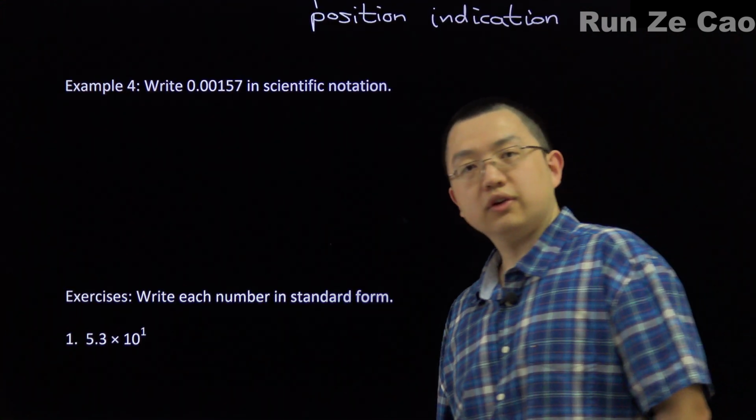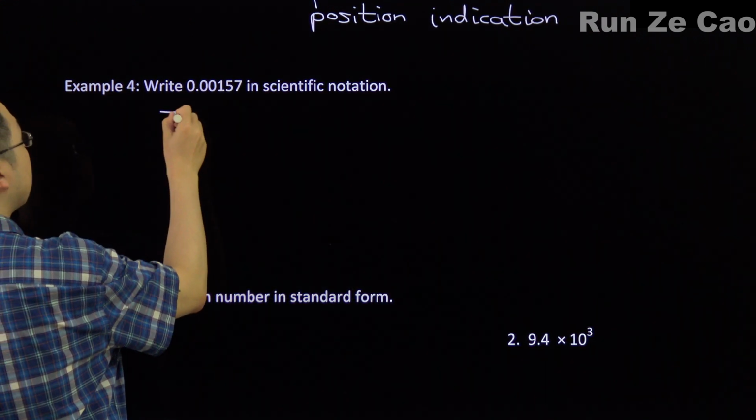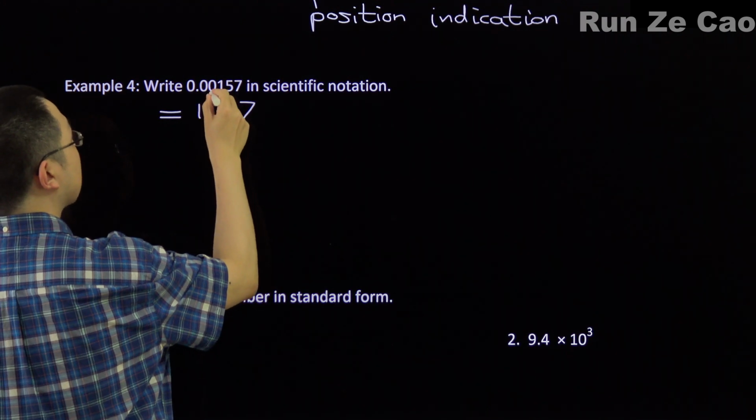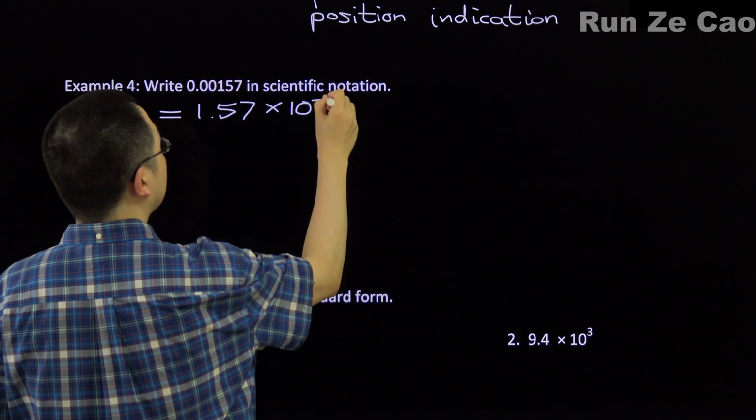Write 0.00157 in scientific notation. Well, that's 1.57, with the 1 at negative first, negative second, negative third. Okay. Times 10 to the negative third power.